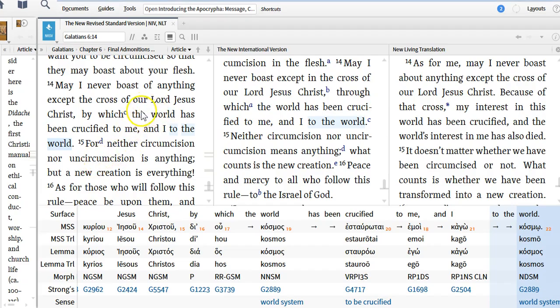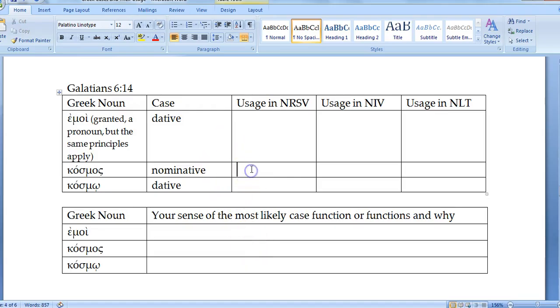To deal with the simplest first, the nominative case, "world," by which the world has been crucified. The world has been crucified. In both of these instances, the word "world" is being given as the subject of a verb, "has been crucified," as is appropriate for a nominative case.